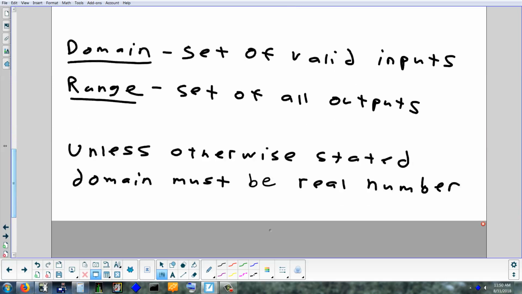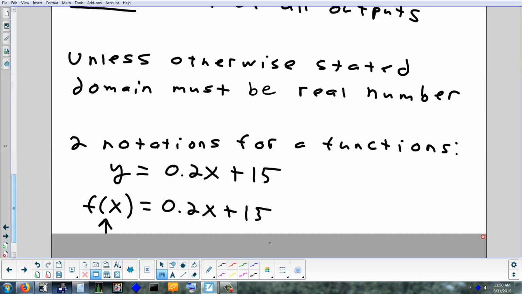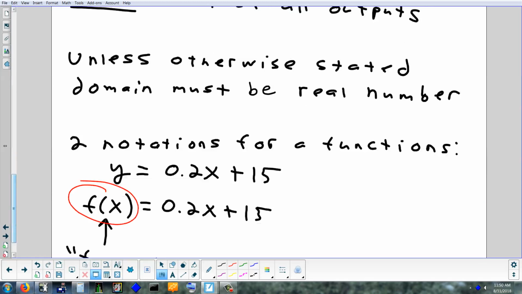Unless the directions state otherwise, domain is always assumed to be a real number. Okay, so we're not thinking imaginary. That's what I'm saying. Complex and imaginary, don't think about that right now. So there's two different notations when you want to write something as a function. There's y equals notation, and then this one below it. Can anyone tell me how to pronounce what I just circled? Yeah, Chris? A function of x. A function of x, f of x. Yeah.